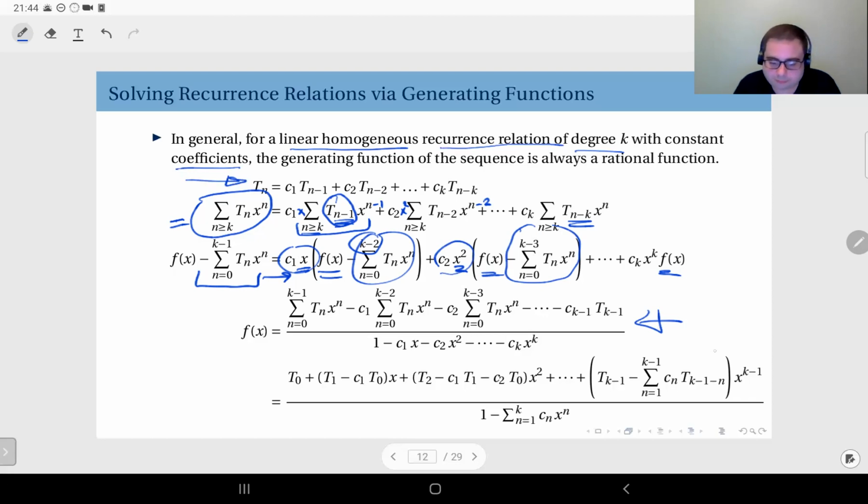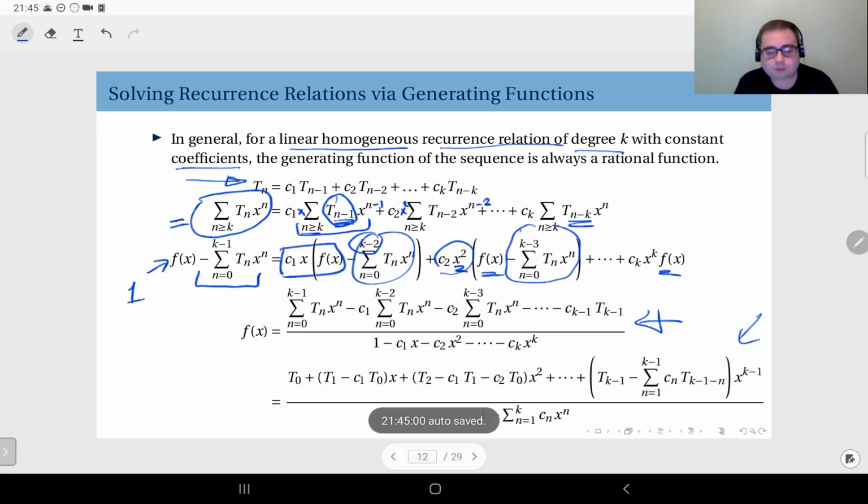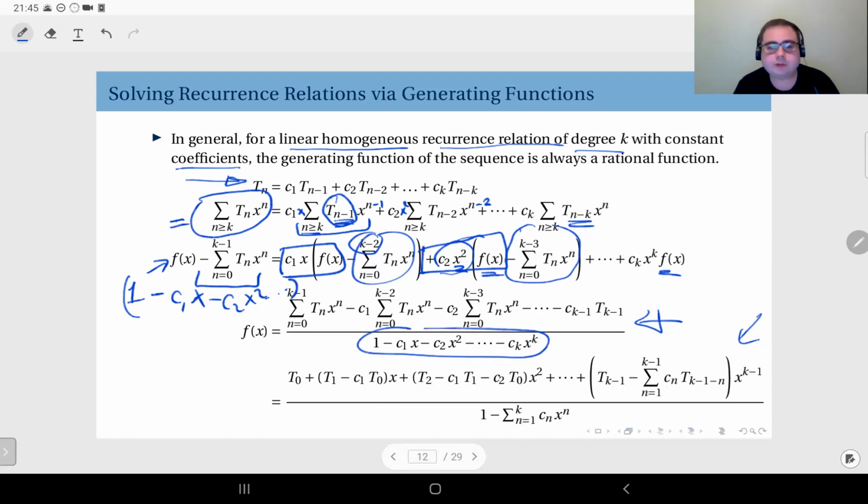In another way, you can express this in this way, and in the denominator here we have 1, which comes from this term, and then you have c1x times f of x, and then c2 times x squared times f of x, c3 times x cubed f of x, etc. So they all appear in this term, minus c2 x squared dot dot dot, which becomes the denominator. And that I can simply write as this sum. So when you look at this, this is definitely a rational function.